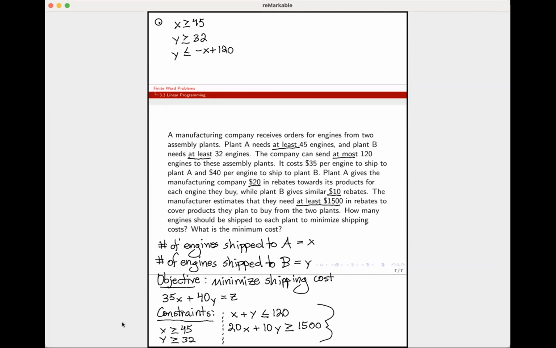And then the last equation, 20x plus 10y is bigger than or equal to 1,500. I need to subtract that 20x to the right-hand side and divide by 10. So I will end up with y is bigger than or equal to negative 2x, right? 20 divided by 10 gives me the 2. And then plus 150, because 1,500 divided by 10 gives me 150. And those are my constraints that I'm now going to graph. So bear with me. Let's switch over to Desmos here.